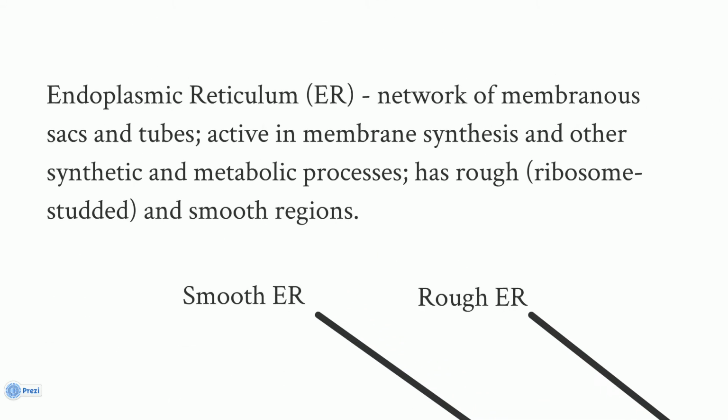The endoplasmic reticulum, also known as the ER, is a network of membranous sacs and tubes active in membrane synthesis and other synthetic and metabolic processes. It has rough and smooth regions. The rough ER has ribosomes attached to the sides of it, which you could think of as being studded with ribosomes.